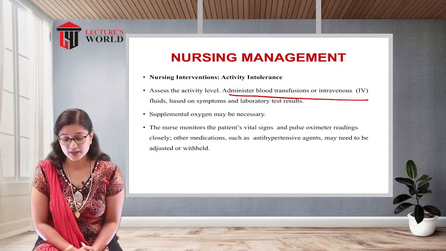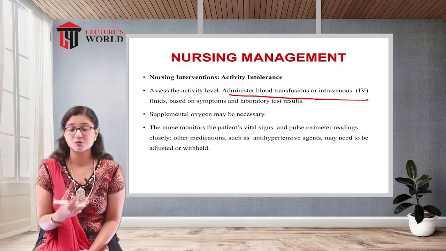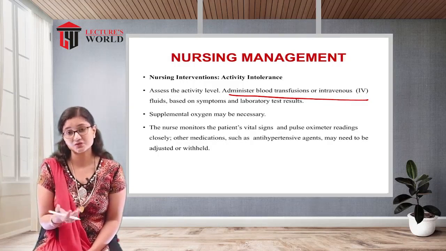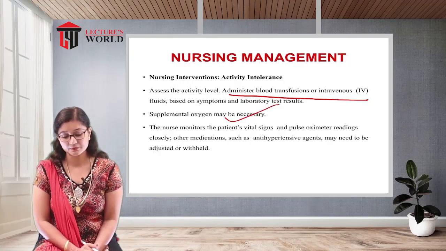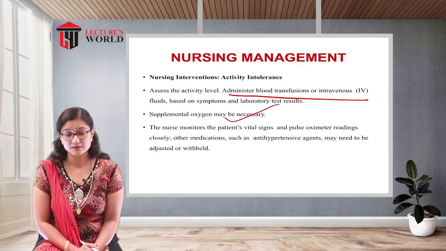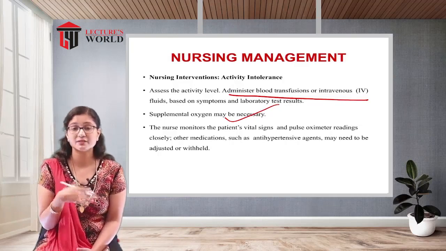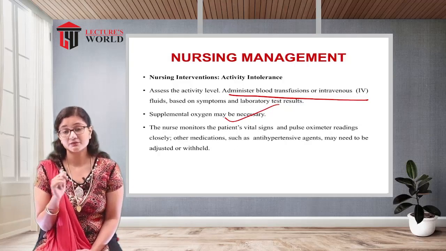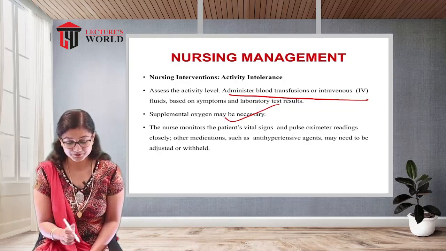Supplemental oxygen may be necessary if the patient has a low saturation, then it can be provided. The nurse monitors the patient's vital signs and pulse oximeter reading closely. That's what I said, that you have to monitor the vital signs properly, so that the patient does not go into tachycardia. Then very important is that his saturation should be more than 95%.